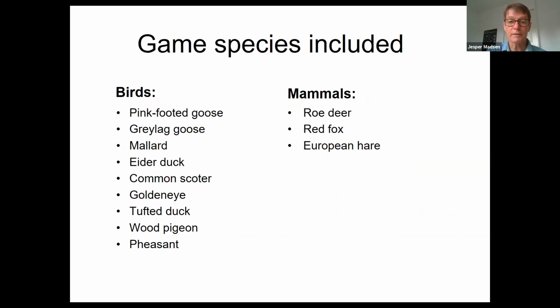And that has been running since then. The species that have been included is actually not only pink-footed geese and eider ducks, but you see a whole list of bird species and also 3 mammal species that were included at that time.